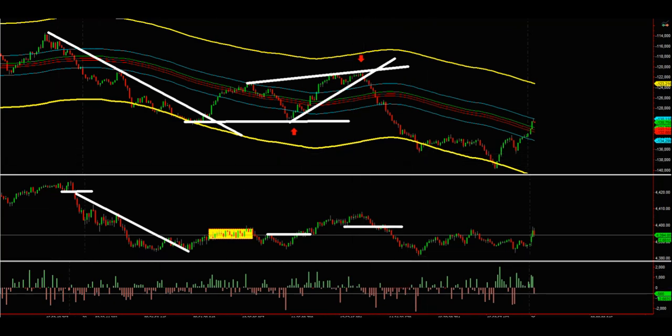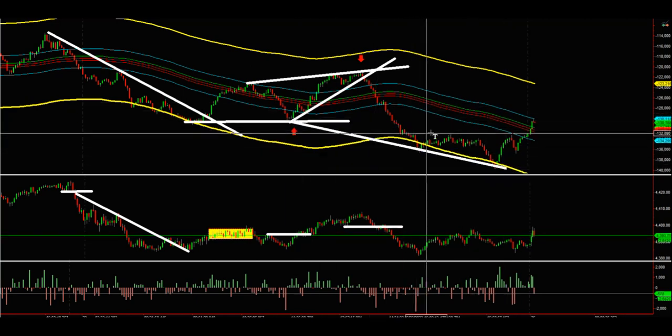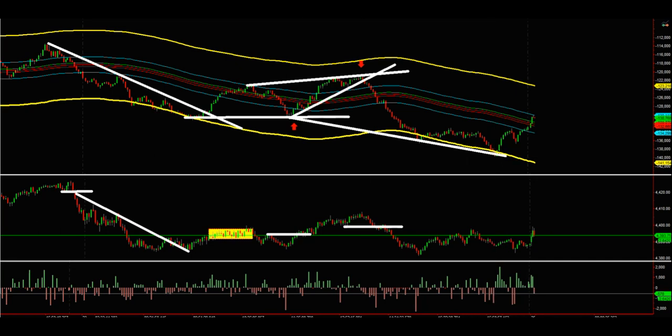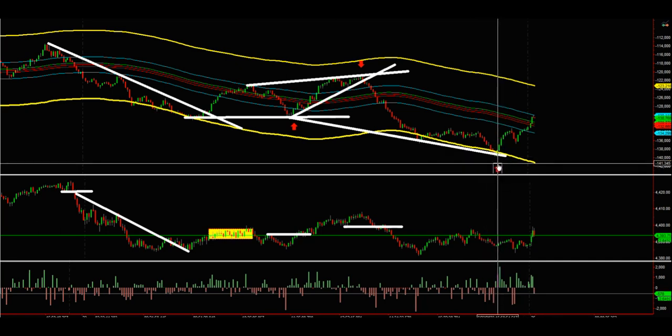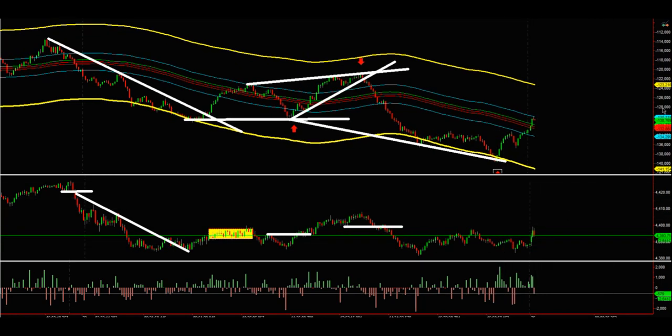Unless, again, as I told you, the third touch, just do a trend line. This is the bottom, second bottom, third bottom are stronger. So you can do this and get some edge in your trading.